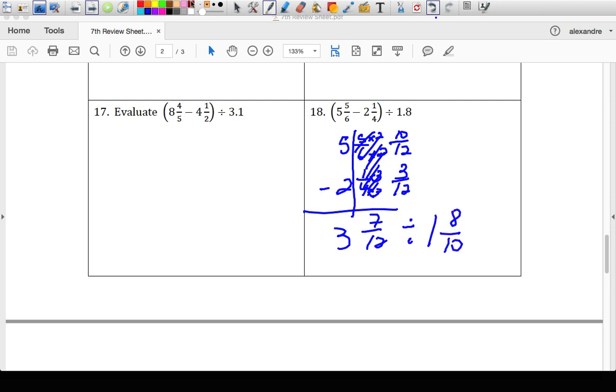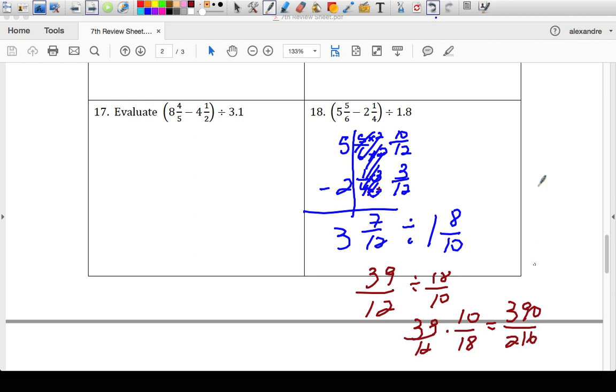Let's change that to improper before you start dividing. 12 times 3 is 36, plus 7, 43 over 12. Divided by 10 times 1 is 10, plus 8 is 18 over 10. 43 over 12, and that times 10 over 18. 430 over 12 times 18. 12 times 18 is 216. Oh my god. All right.